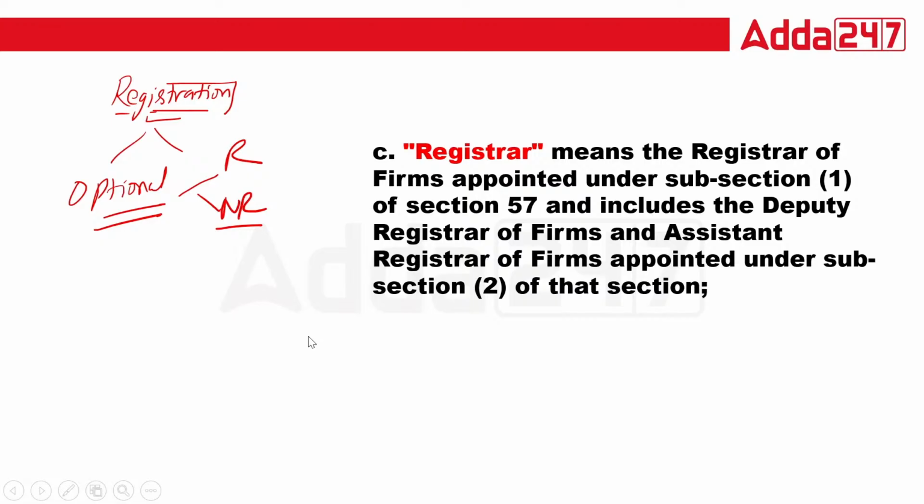Registrar means the Registrar of Firms appointed under sub-section 1 of Section 57, and includes the Deputy Registrar of Firms or Assistant Registrar of Firms. These are the two things included in this. This is the definition of registrar.